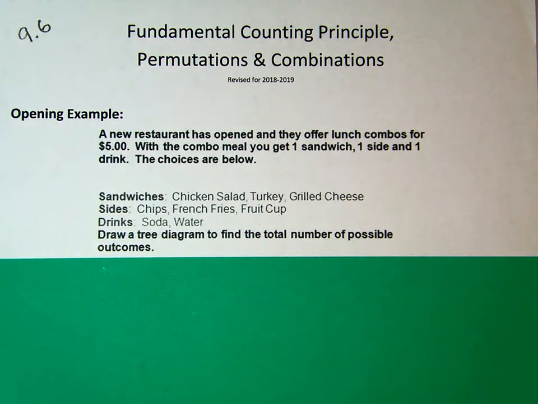So for the sandwiches, you can have chicken salad, turkey, grilled cheese. For the sides, chips, french fries, or fruit cup. And for drinks, get your choice of a soda or a water. When you guys first saw this problem back in grammar school or middle school, the way that you were probably taught how to do this was to draw a tree diagram. And that's how we're going to approach this for our first example.